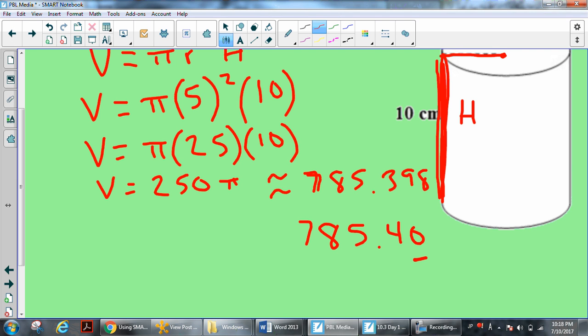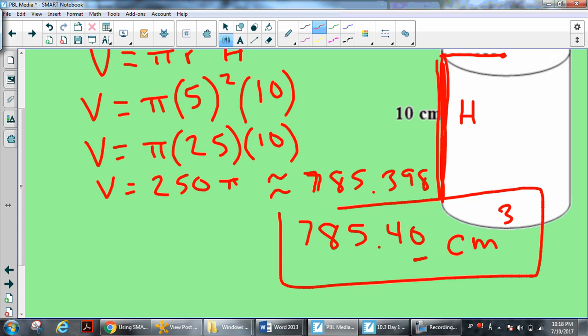And remember, when we talk about volume, this is units cubed. So we were measuring in centimeters, but we would fill this area on the inside with cubed centimeters. So here's our final answer.